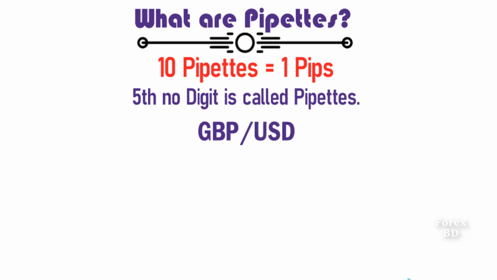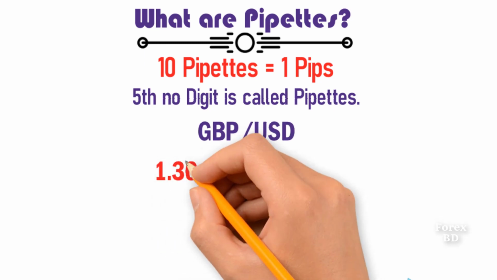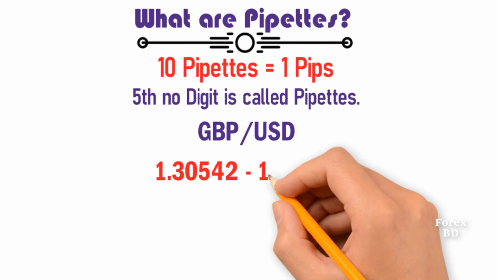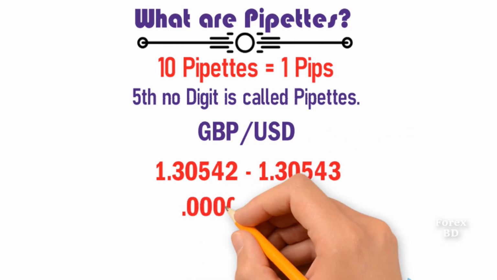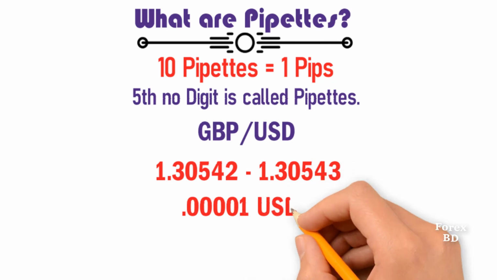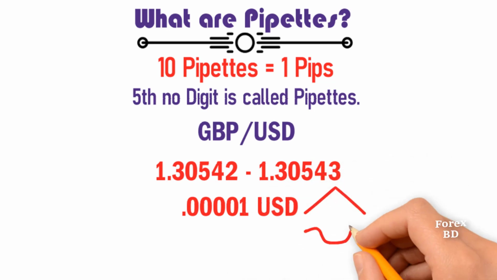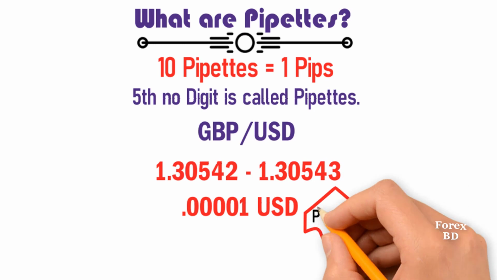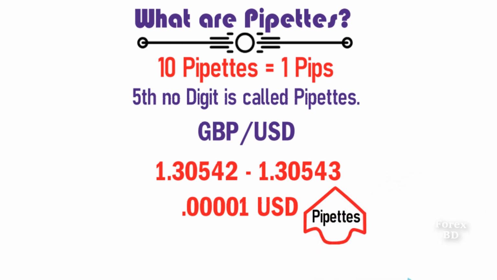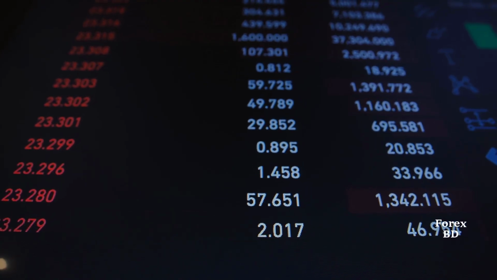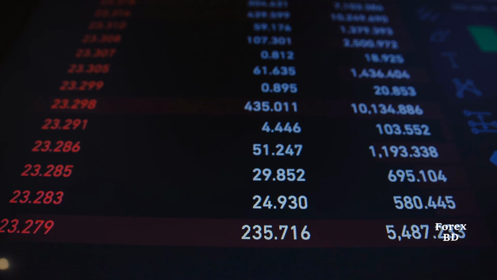Notice in this example, the value of the GBP-USD currency pair changed from 1.30542 to 1.30543. This means that 0.00001 USD has increased in this currency pair, which means its value has increased by 1 pipette. If 10 pipettes change, the currency price changes by 1 pip.